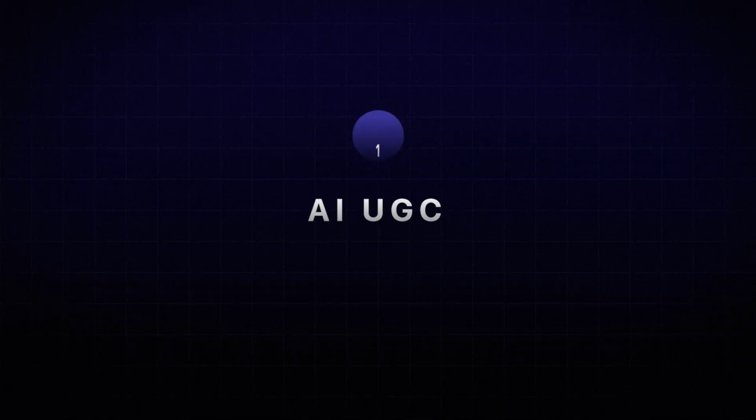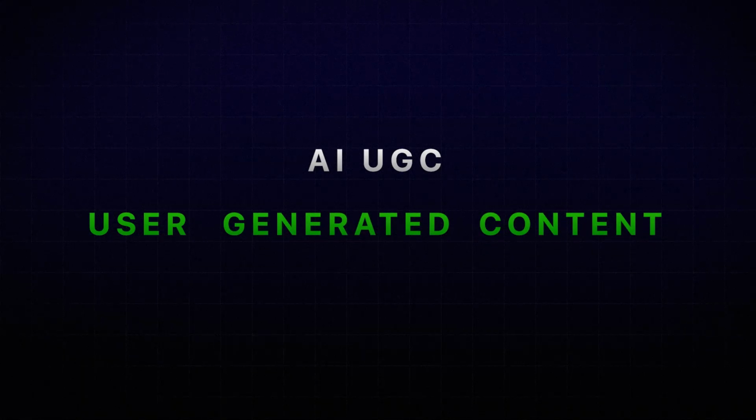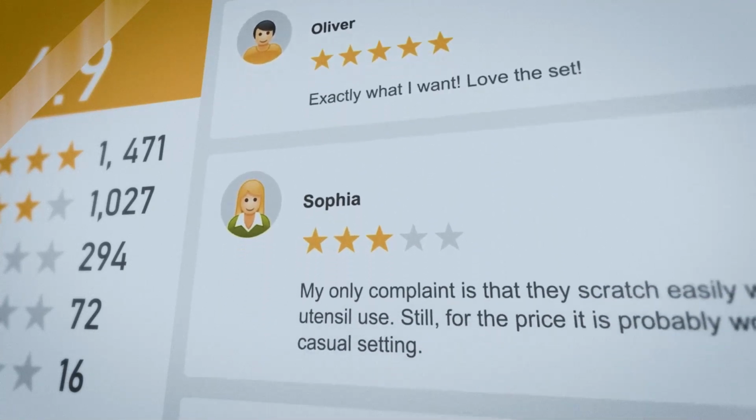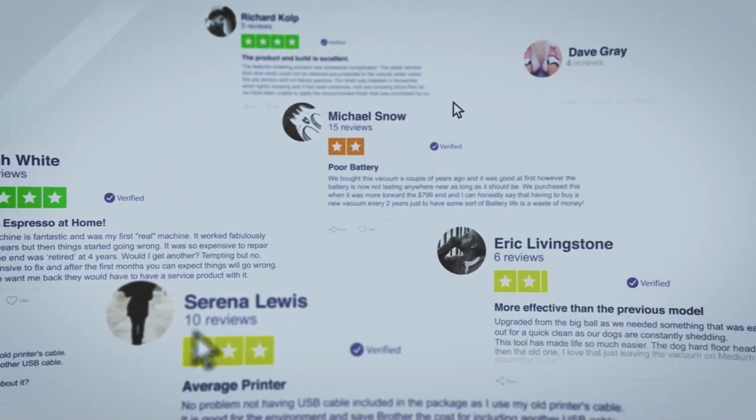So let's talk about how AI can help you increase the number of leads to your business. The first thing we're going to talk about is AI UGC. UGC is user generated content. Now, every business owner knows how important reviews are to their business, how important testimonials are to their business, how important ratings are to their business.